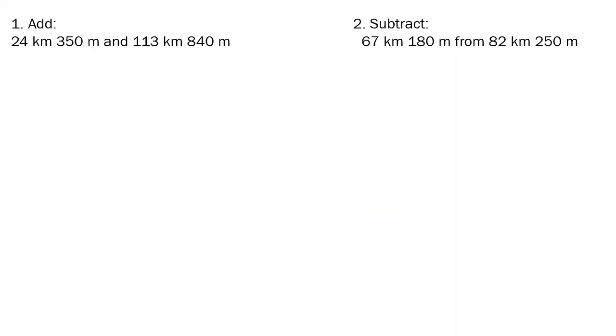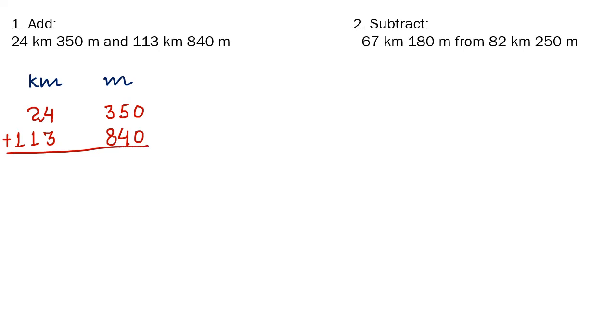First question is add 24 kilometer 350 meter and 130 kilometer 840 meter. So to add both the quantities, firstly we will arrange them in columns. Write kilometer and meter. So we have 24 kilometer, 350 meter, 113 kilometer, 840 meter. Add them.